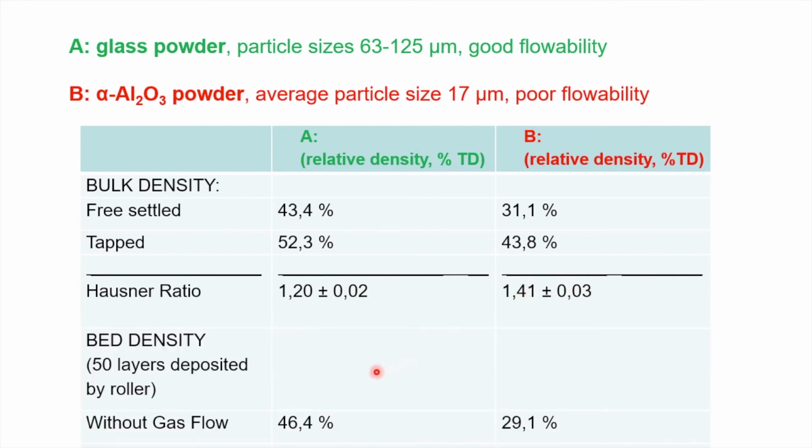And when you apply the gas flow, we measured the density of the powder bed of 50 layers. And then you see without gas flow, with a good flowable powder, you reach intermediate density in between those. But with a poor flowable powder, it's even inferior to the free settled density. And with the gas flow, you have a packing density similar to the tap density. The improvement is not huge here. The particles are large, but with the fine particles, you have a quite nice improvement, and this is close really to the tap density of the powder.